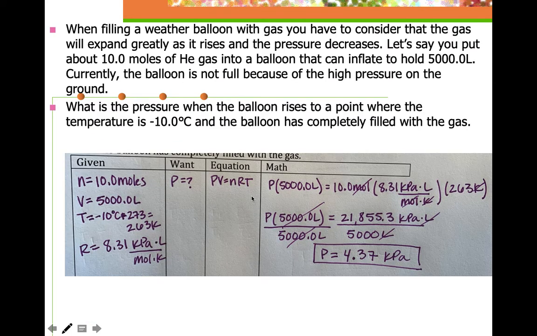So here's an example problem. When filling a weather balloon with gas, you have to consider that the gas will expand greatly as it rises and the pressure decreases. So the gas expands as the pressure decreases. Let's say you put about 10 moles of helium gas into a balloon that can inflate to hold 5,000 liters. Currently, the balloon is not full because of the high pressure on the ground. What is the pressure when the balloon rises to a point where the temperature is negative 10 degrees Celsius and the balloon has completely filled with gas?